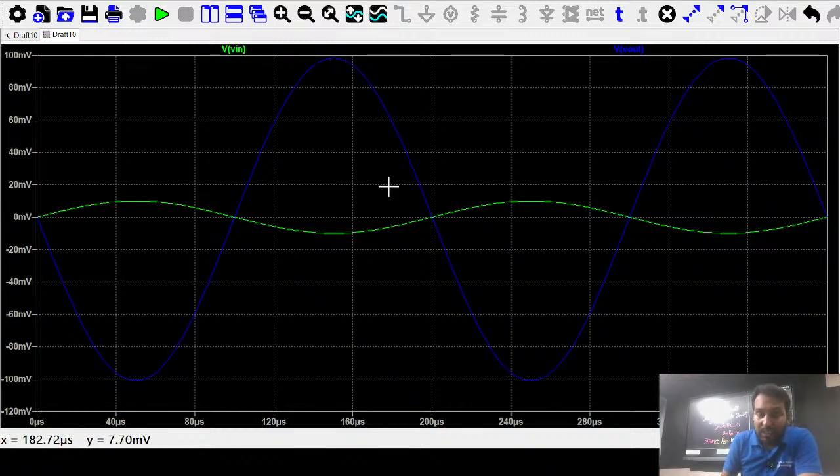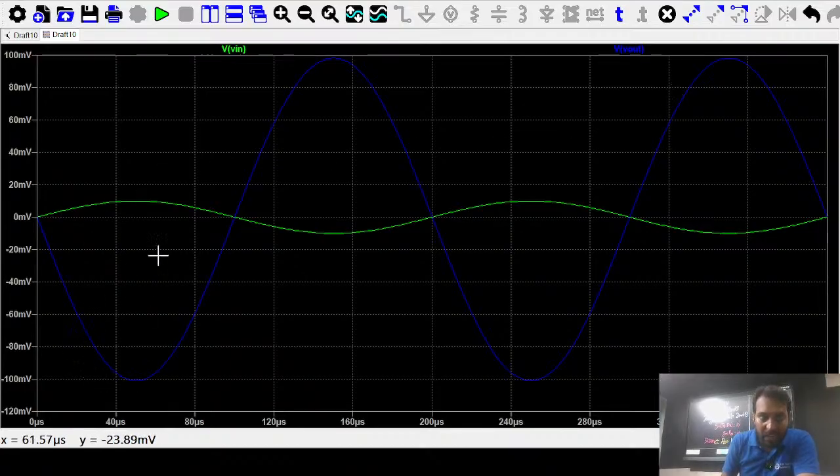And of course there is a 180-degree phase difference. Why is it showing the 180-degree phase difference? Because a common source amplifier has a phase difference of 180 degrees. The gain is minus gm times RD parallel with ro. So the gain has a 180-degree phase difference.